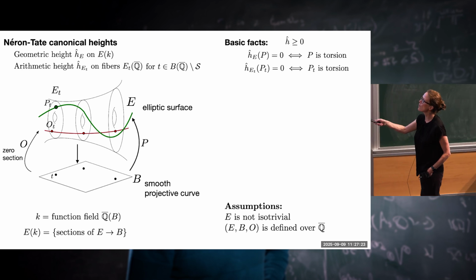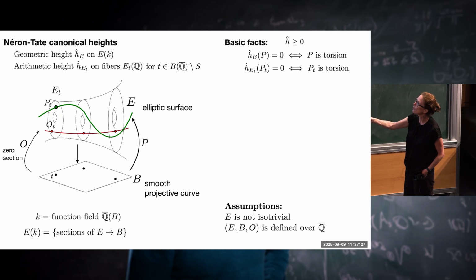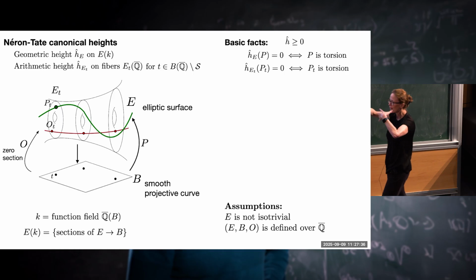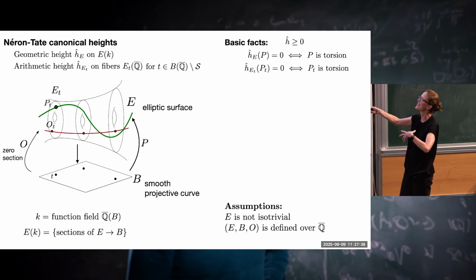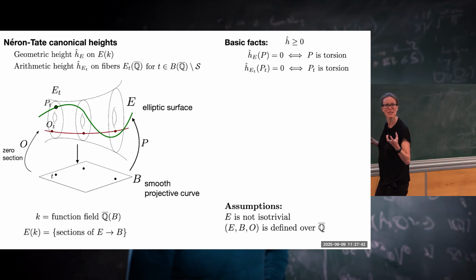But also, over each of the points in the base that are, say, Q-bar points of the base, if the fiber is smooth, then you have the, sorry, I didn't even mention the height in the geometric case. So in each case, we have the Néron-Tate canonical height for this elliptic curve.